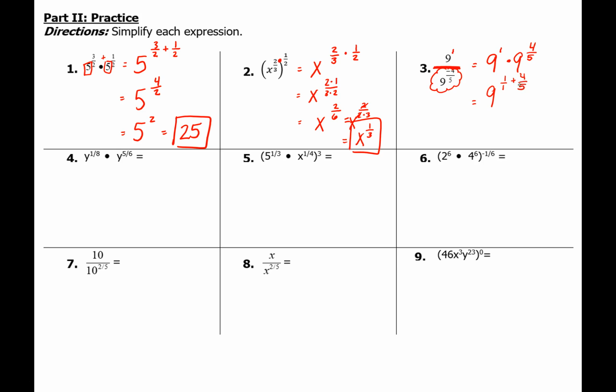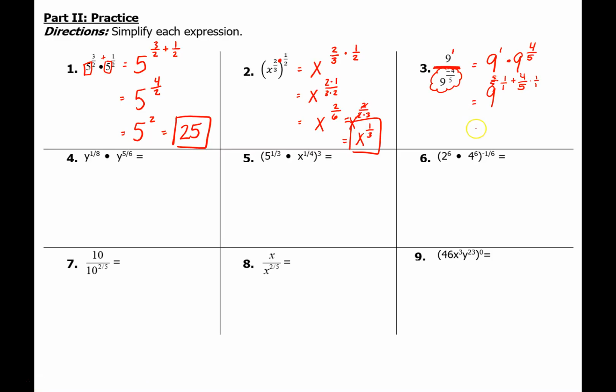My common denominator here is going to be 5, so I'm going to multiply the 1 over 1 by 5 over 5. You could multiply this by 1 over 1, but it's not going to change anything. So that means that we have 9 to the 5 over 5 plus 4 over 5. Adding fractions means that you add the numerators and leave the denominator the same.